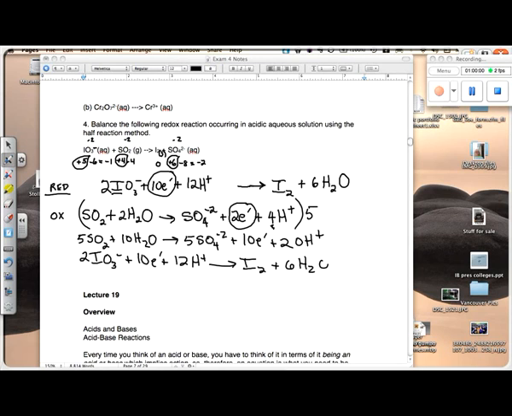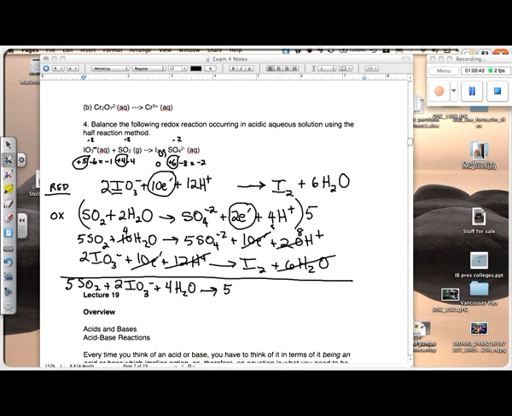All right, so now when we add it together, a lot of stuff cancels. Of course, the electrons have to cancel. I've got 10 waters here on the left, 6 waters on the right, so all 6 waters go away and end up with 4 waters on the left. I've got 20 H pluses on the right, 12 over here on the left, so the 12 are gone, and the 20 become 8. So now, bringing everything down, 5 SO2 plus 2 IO3 minus plus 4 waters goes to 5 SO4 negative 2 plus I2 plus 8 H plus. And there we go. There's our balanced redox equation.